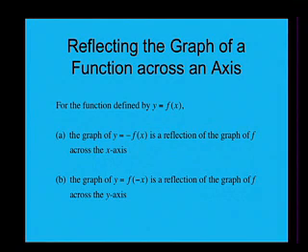Reflecting the graph of a function across an axis. For the function y equals f of x, we have A, the graph of y equals negative f of x is a reflection of the graph of f across the x-axis. And part B is if we have the graph of y equals f of negative x, that's a reflection of the graph of f across the y-axis.